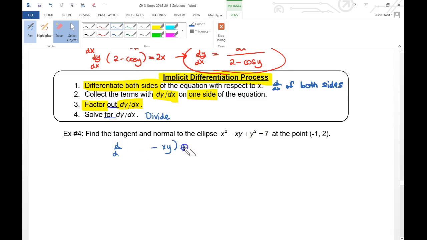I don't know why when I'm trying to erase, it just erases everything else. The computer's doing all kinds of fun stuff today.